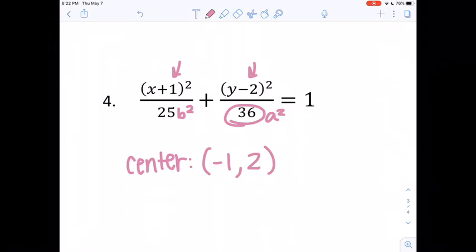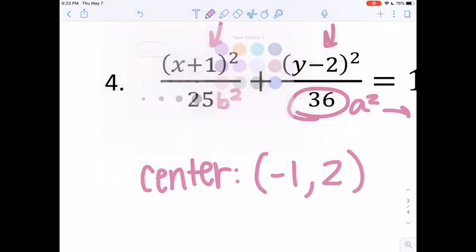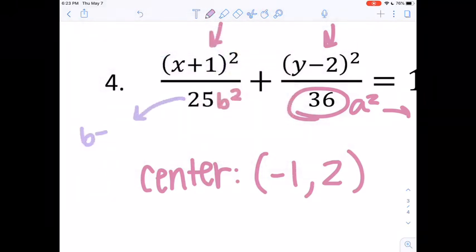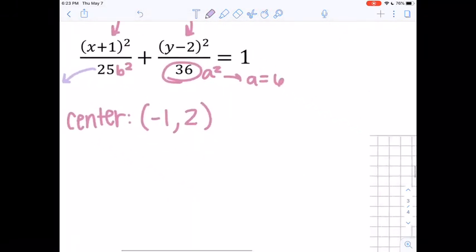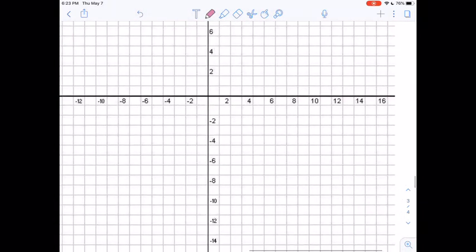So that means our ellipse is going to be graphed looking kind of opposite of what we had. It's going to be laying on its other side. So I know that a is equal to 6. Let's do b in purple. And b is equal to 5. Okay, so let me plot my center first. So my center is at -1, +2.